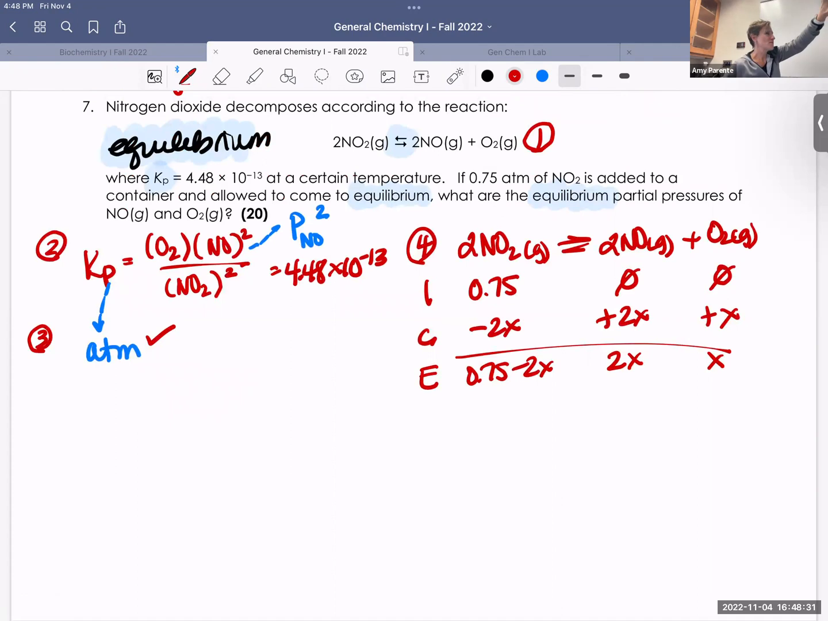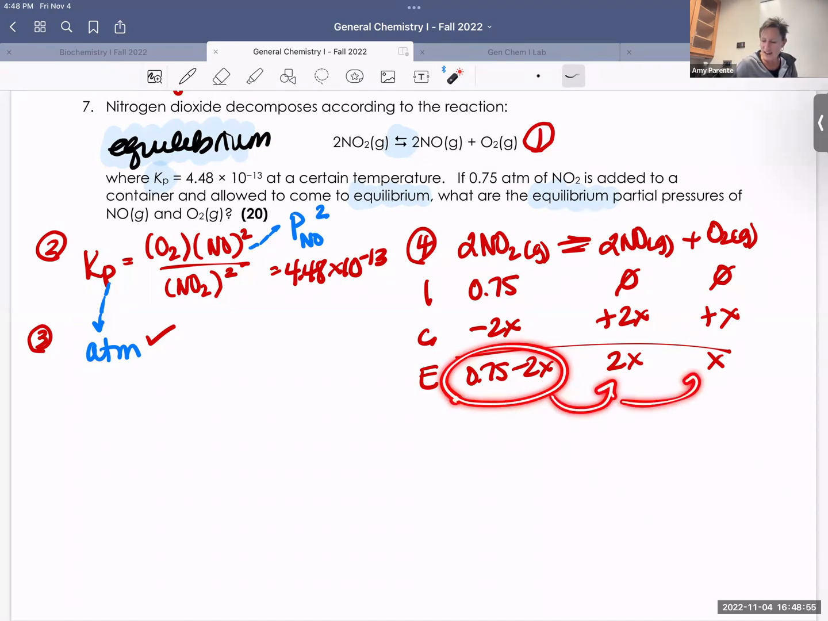So step 5, there's lots of ways we can solve for x. Maybe the problem tells you the equilibrium concentration of one thing. If that's the case, you set it equal to that one thing. So if I told you what the equilibrium concentration of NO2 was, that number is going to be equal to this. You solve for your x that way. And then you can use that x. Step 6 is then to figure out how to answer the question prompt.